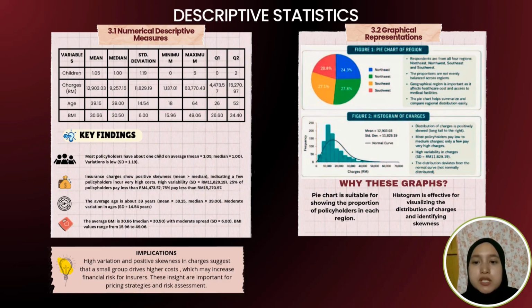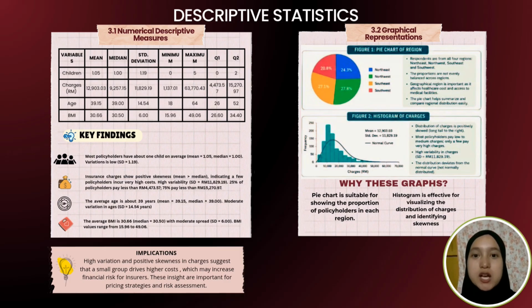The average body mass index is approximately 30.66, with a median of about 30.5. This shows a moderate spread, as the standard deviation is around 6. Body mass index values range from about 15.96 to approximately 49.06.